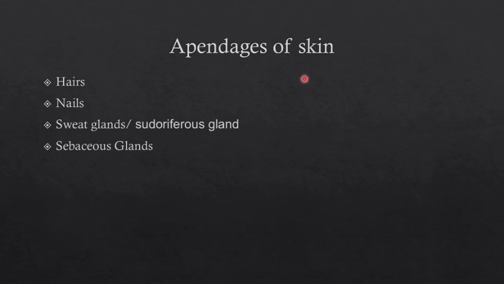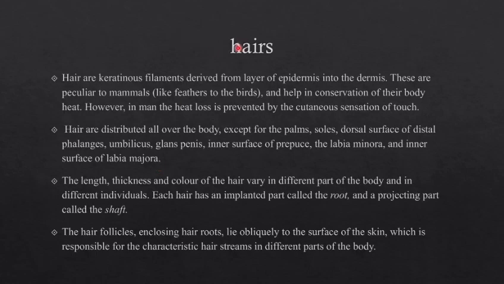Appendages of skin. These are the appendages of skin: hair, nails, sweat glands, also called sudoriferous glands, and sebaceous glands. Sebaceous glands are also called oil glands. Note it. First, this is hair.